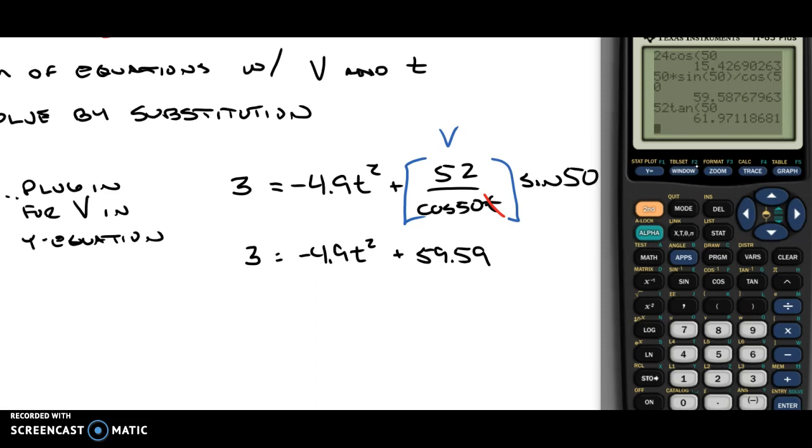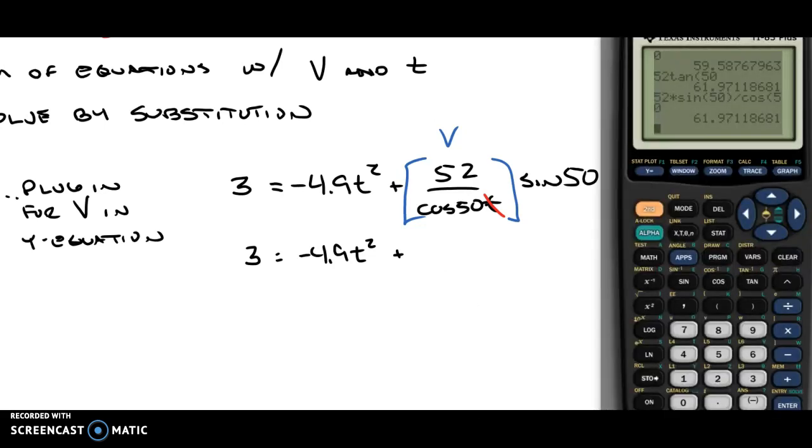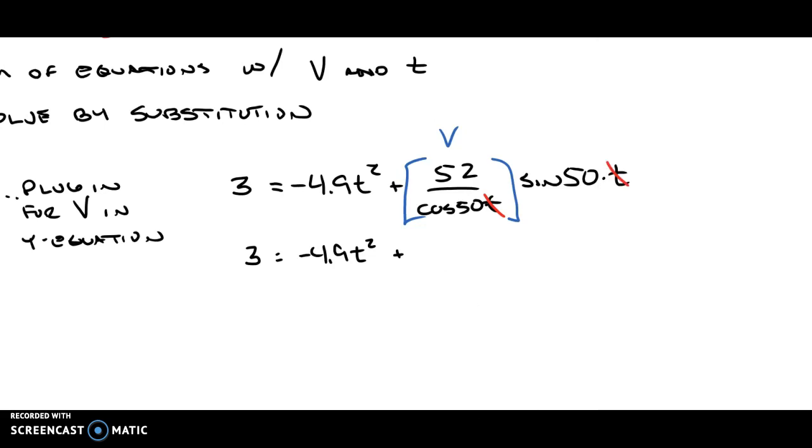Oh, my calculation above, I see I made a typo. If I hit second enter, I had 50 in there, and that should have been 52. There we go. Should be 61.97. So let me fix that. It's always good to check your math. If you were doing a WebAssign problem, it might have kicked you out and said you're wrong, and you'd be pretty frustrated right now. 61.97 is the actual value.